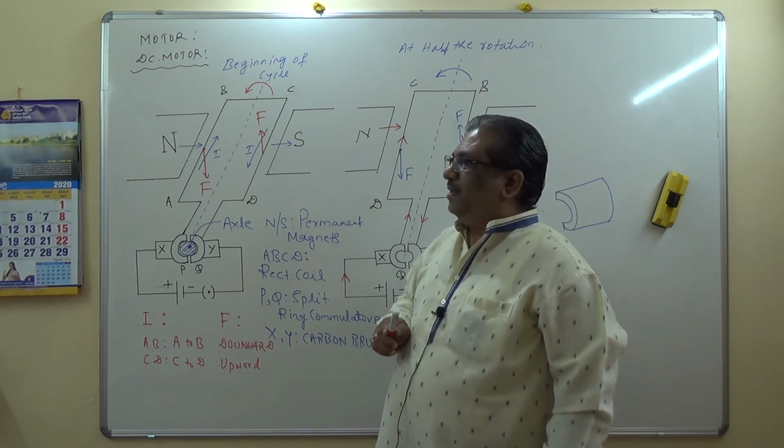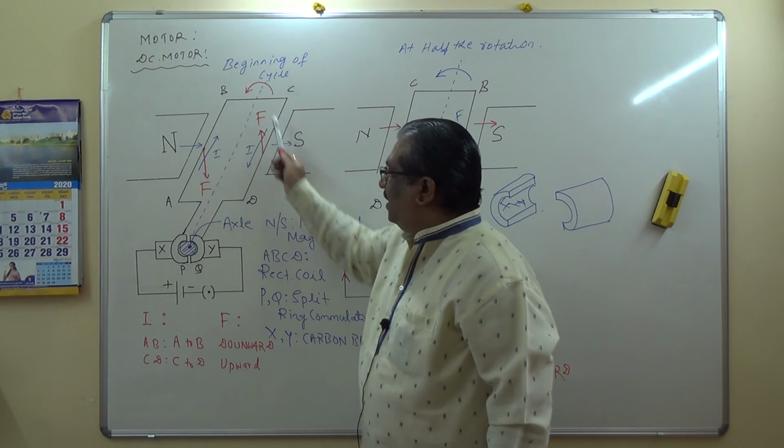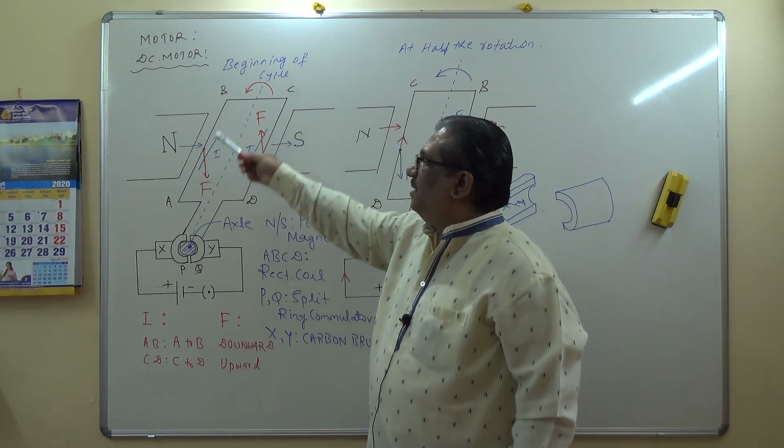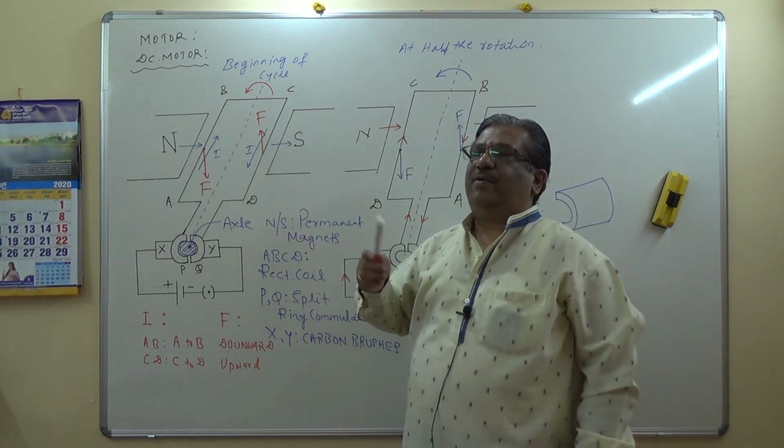Third one, by increasing the area of the coil. See, ABCD, this is the area here. By increasing the area of the coil. So how do you increase the area of the coil?